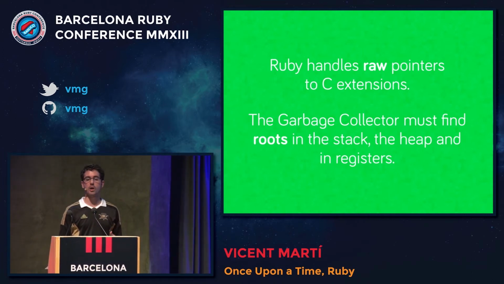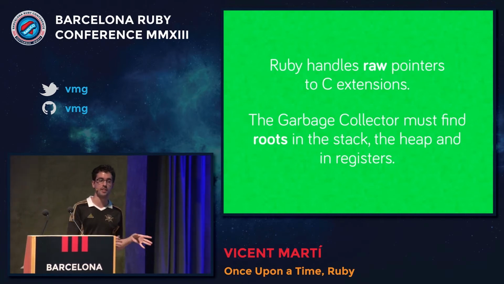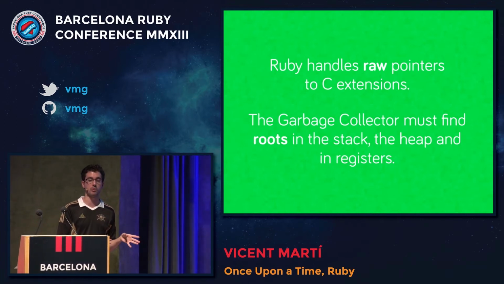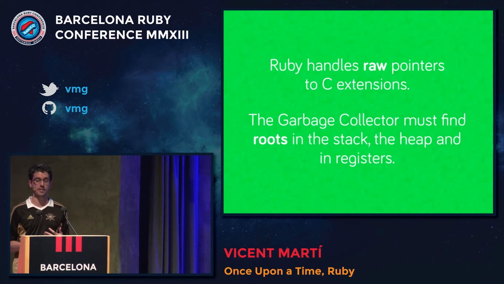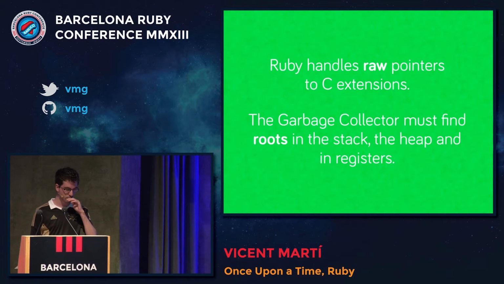The garbage collector must find those roots in the stack, in the heap, and in the registers of the native virtual machine, which is so incredibly complicated. It needs to walk down a native stack of your platform, which is x64, for instance, and it needs to find every single piece of memory that looks like a variable. It needs to tell if it's actually a Ruby object or if it's not.